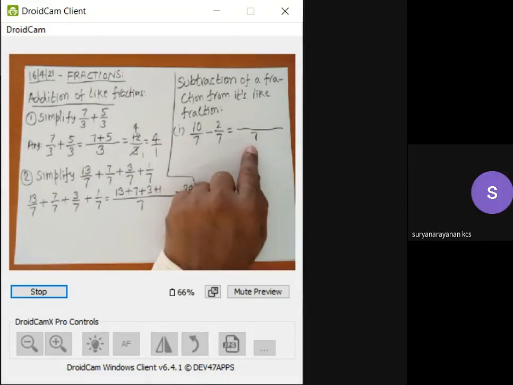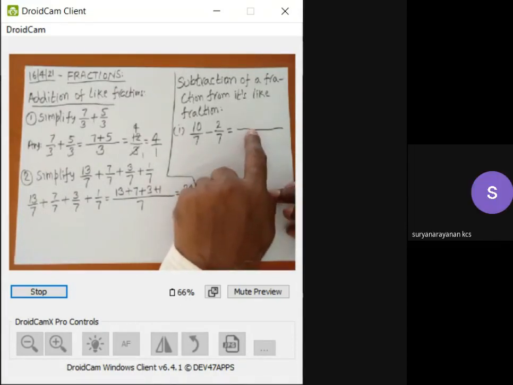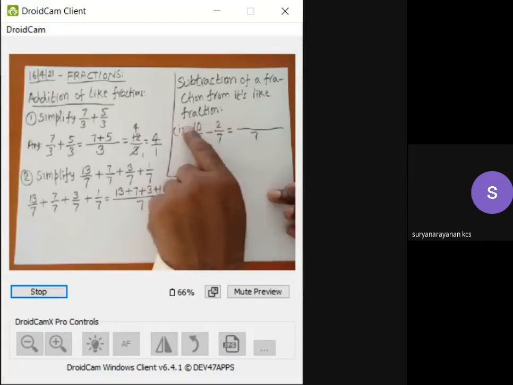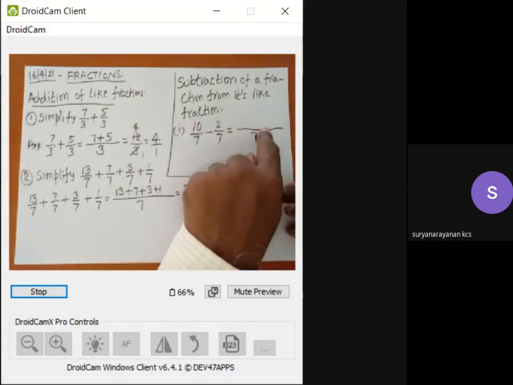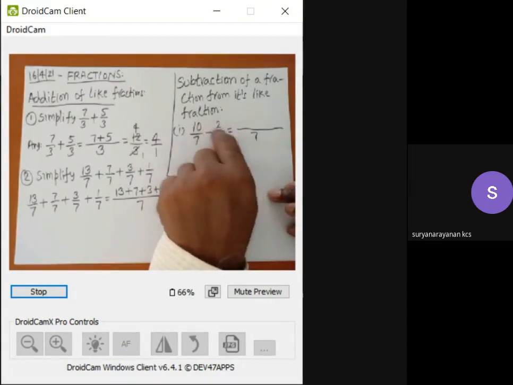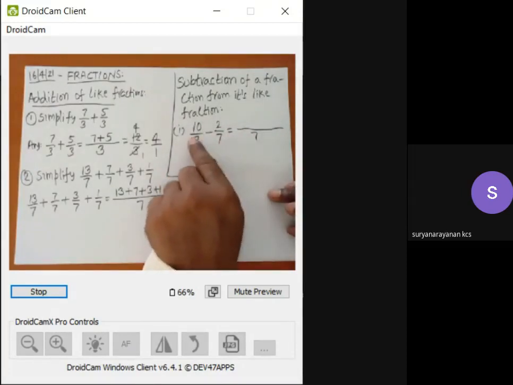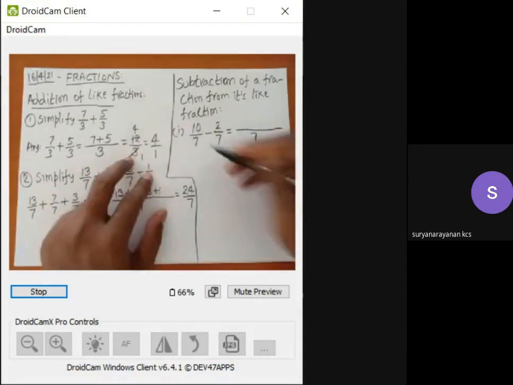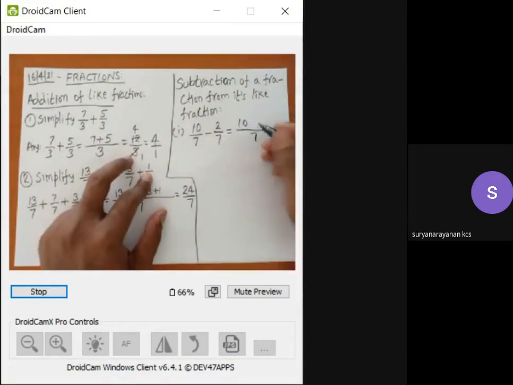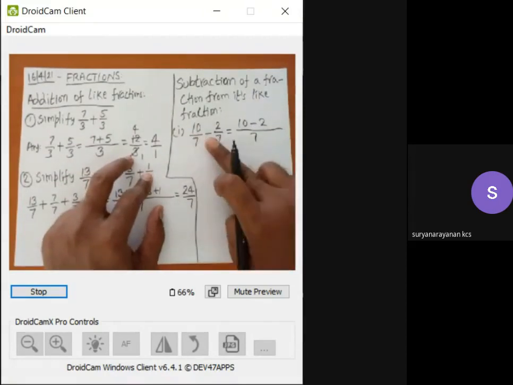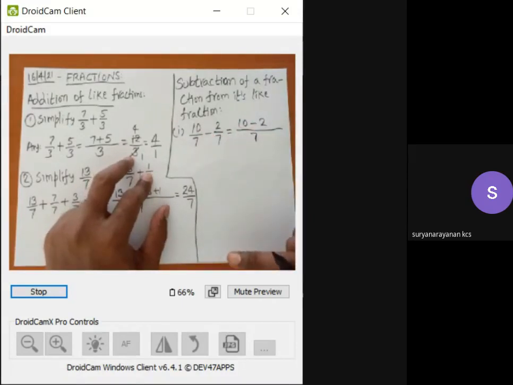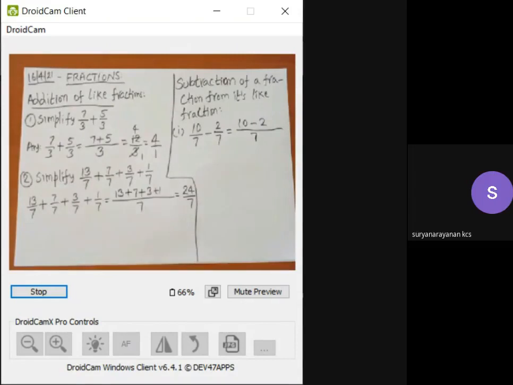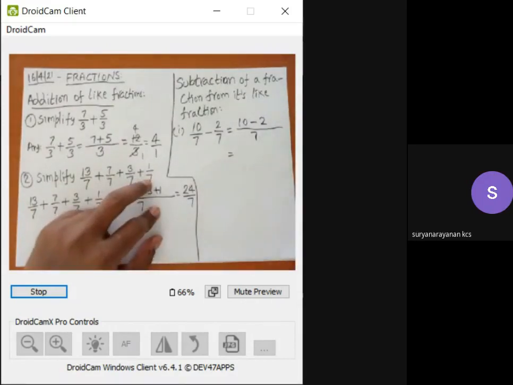Okay, sir. Now come to the numerator part. What will you get in the numerator? We write these two numerators as it is. In between, we keep a minus sign. So 10 minus 2. First number minus second number. First numerator minus second numerator. Okay, my dear children. Then let us simplify the numerator.